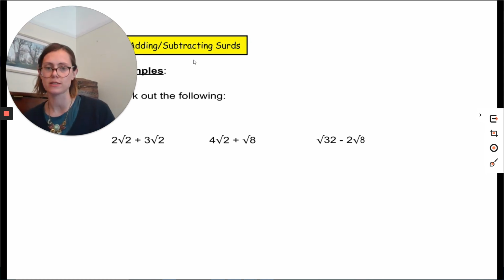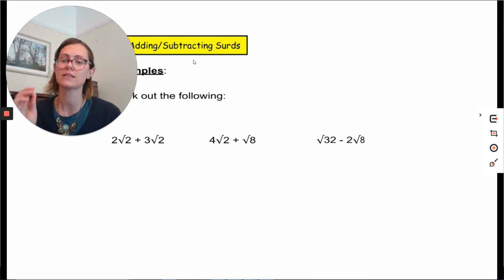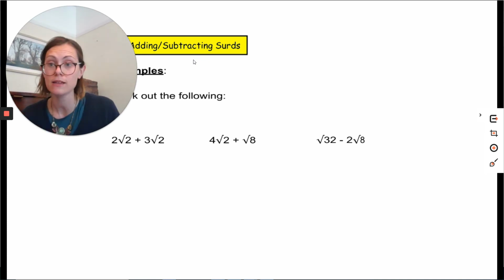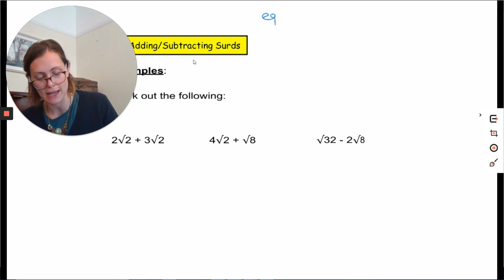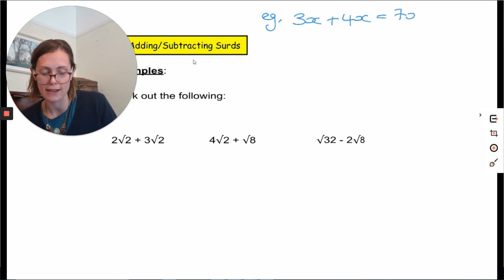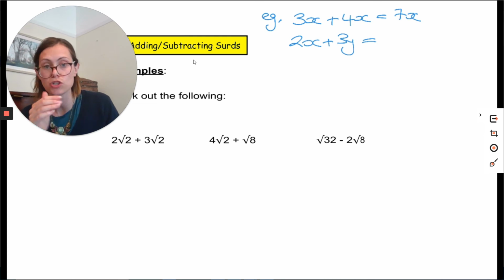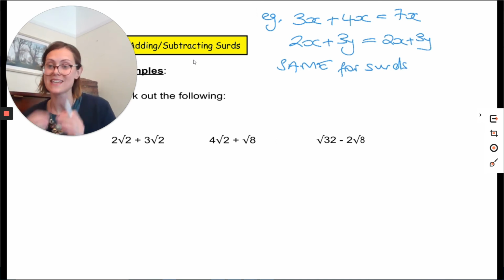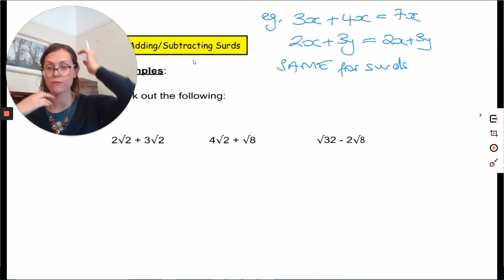Finally, adding and subtracting surds. Really, really important part of this topic, and it links directly back to algebra, and remembering that you've got to have the same family to be able to combine them. So if I link it back to algebra like we did in the lesson, 3x plus 4x gives me 7x. 2x plus 3y cannot be combined because you've got different families there, so that just stays as 2x plus 3y. And the same is true for surds. So you can only combine surds when it is the same surd. You've got the family of root 2s, the family of root 10s.